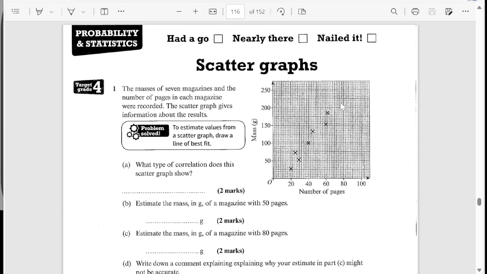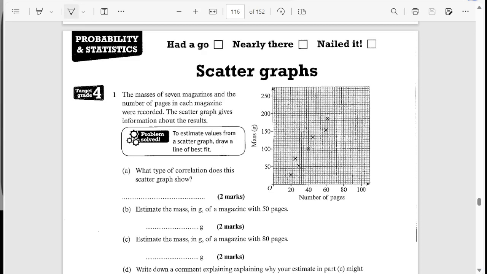Okay, question one. The masses of 7 magazines and the number of pages in each magazine were recorded. The scatter graph gives information about the results. What type of correlation does this graph show? Well, the graph would have a positive gradient, so it's a positive correlation. So what type of correlation does it show? It's a positive. I've got one too many S's there. Let's spell it correctly this time. Positive.